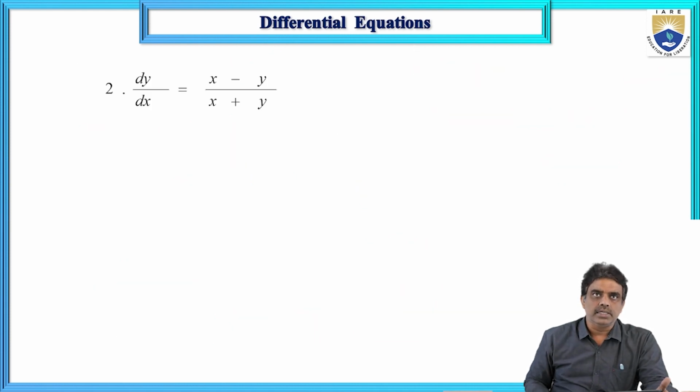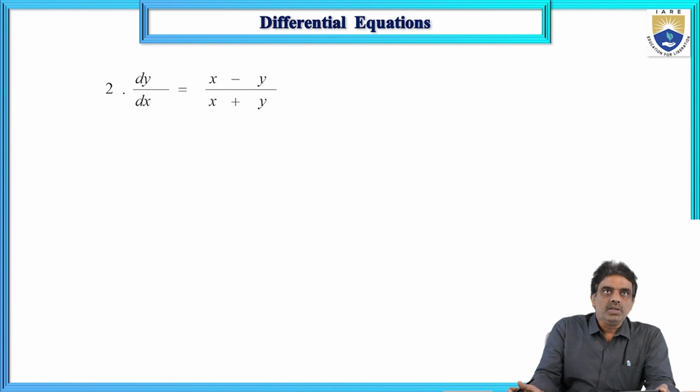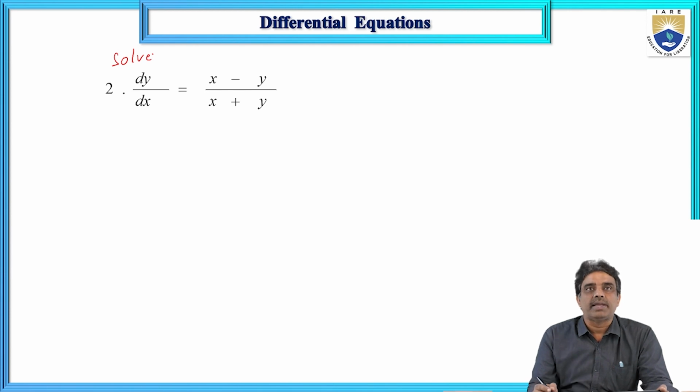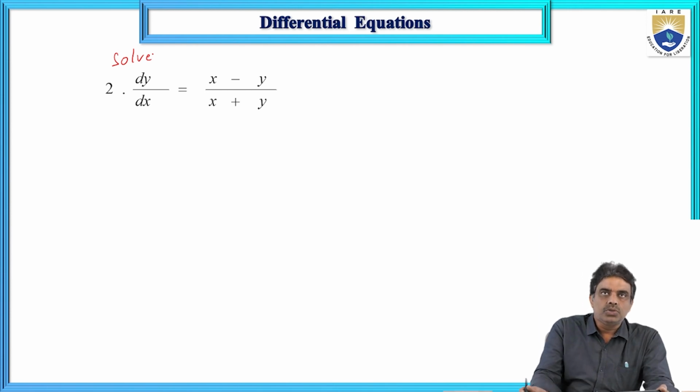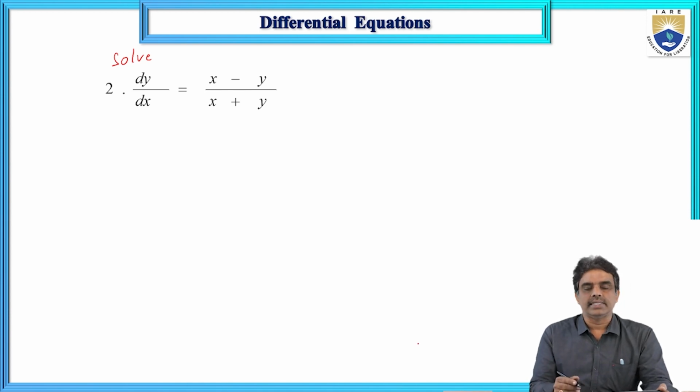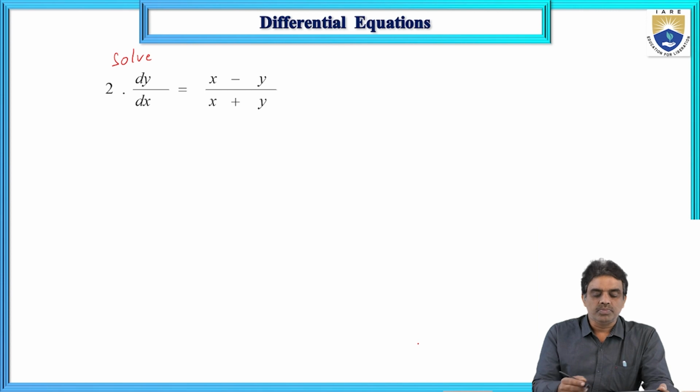Similarly, we see another problem. How to solve dy by dx is equal to x minus y by x plus y. To solve this, we can go for the homogeneous method, or you can go for the exact equation method. So you can write it as m dx plus n dy is equal to 0, and we check whether the given equation is exact or not. If it is exact, you can write the solution. If it is not exact, you have to find the integrating factor and find the solution.